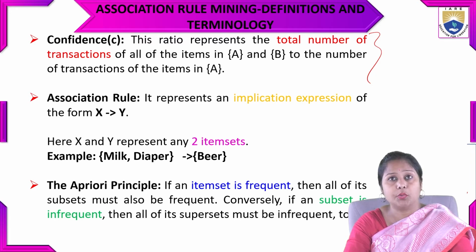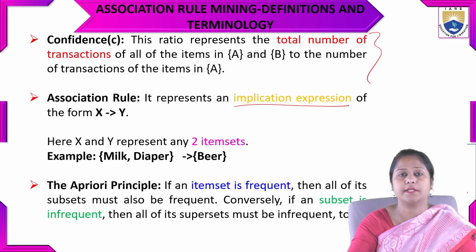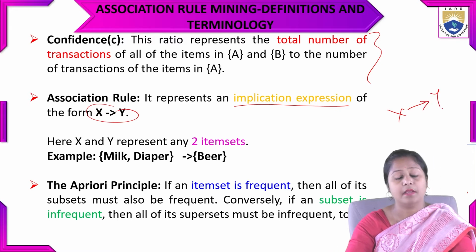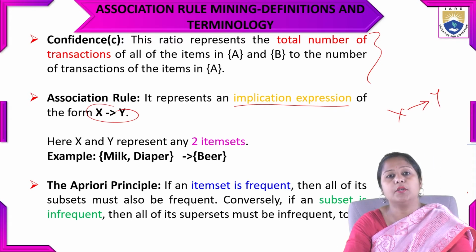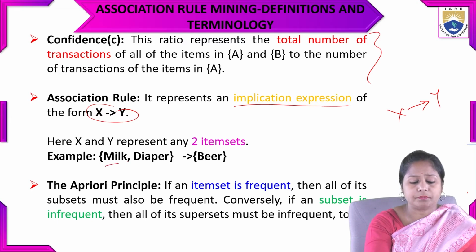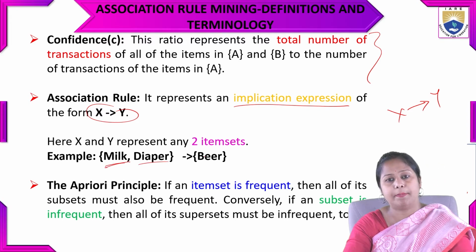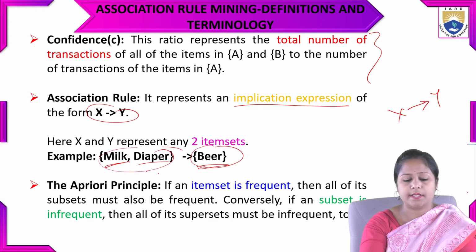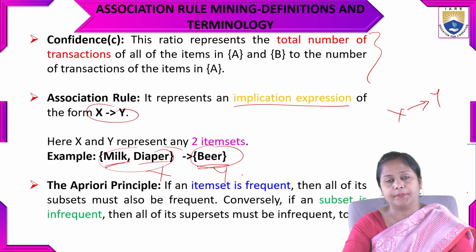What are association rules? An association rule represents an implication expression of the form X implies Y. Here X and Y represent two item sets. For example, the combination of milk and diaper implies beer. This is one item set, this is the other item set. This is X, this is Y, so X implies Y. If milk and diaper are purchased, then beer will be purchased. Like this, the relationship will be there.